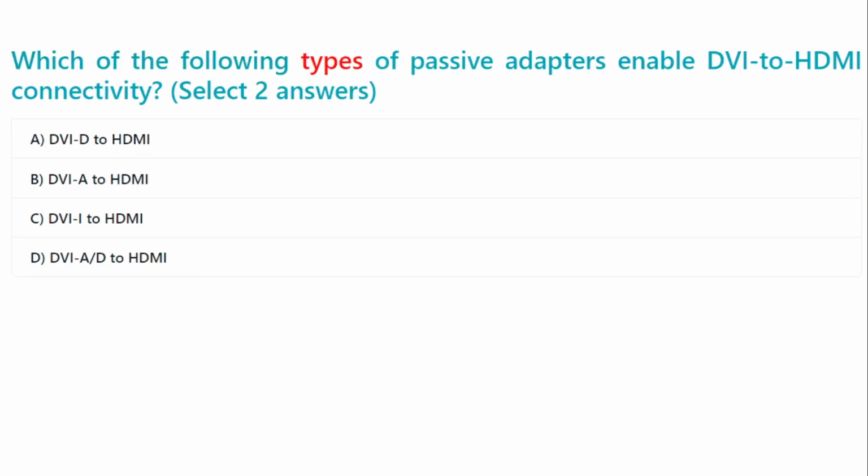Which of the following types of passive adapters enable DVI-to-HDMI connectivity? Select two answers. A. DVI-D-to-HDMI. B. DVI-A-to-HDMI. C. DVI-I-to-HDMI. D. DVI-A/D-to-HDMI.